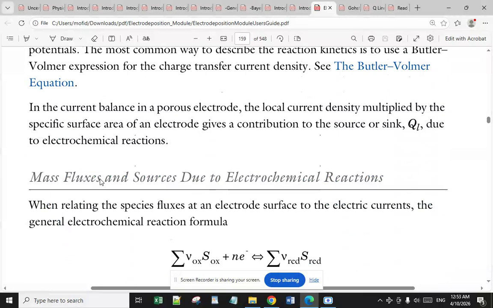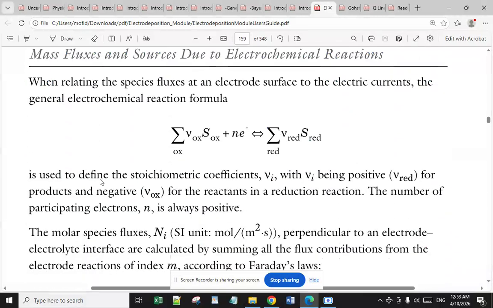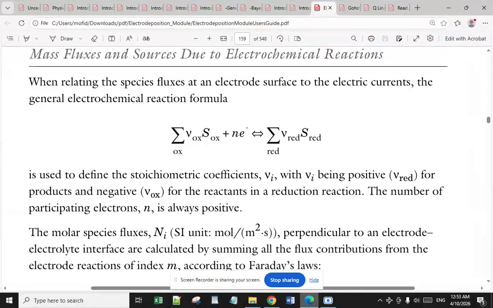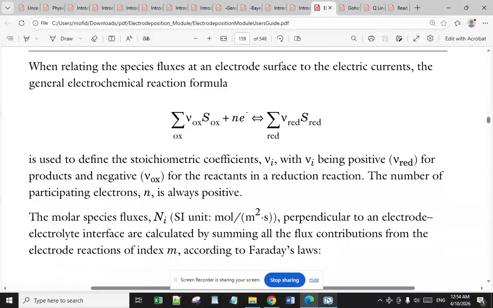Now I'm going to go through the mass fluxes and sources due to electrochemical reactions. When relating the species fluxes at an electrode surface to the electric currents, the general electrochemical reaction formula is as follows. It is used to define the stoichiometric coefficients v_i, with v_i being positive for products and negative for the reactants in the reduction reaction. The number of participating electrons n is always positive.